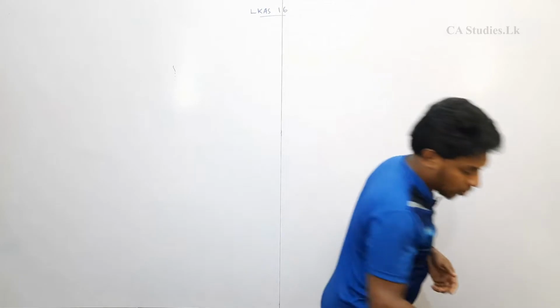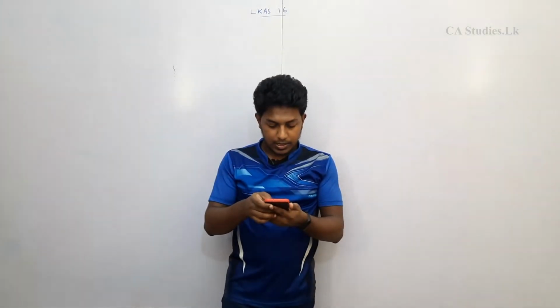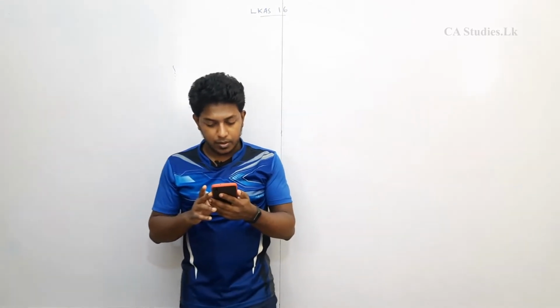Right? Let's talk about LKAS 16. Take page number 35. LKAS 16 covers all aspects of accounting for property, plant and equipment. This represents the bulk of the items which are tangible non-current assets. Scope: LKAS 16 should be followed when accounting for property, plant and equipment unless another standard requires a different treatment.